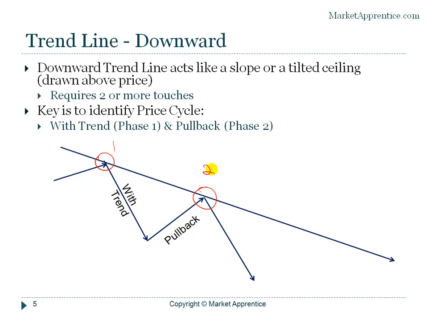Once we have that, we identify the end of a pullback again. In this example, the third touch happens somewhere here. And here is where we take the short.